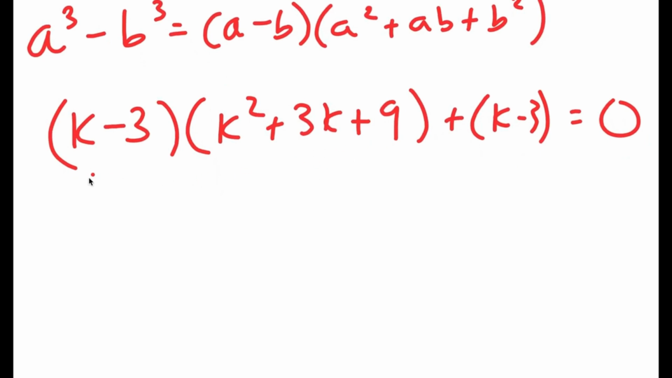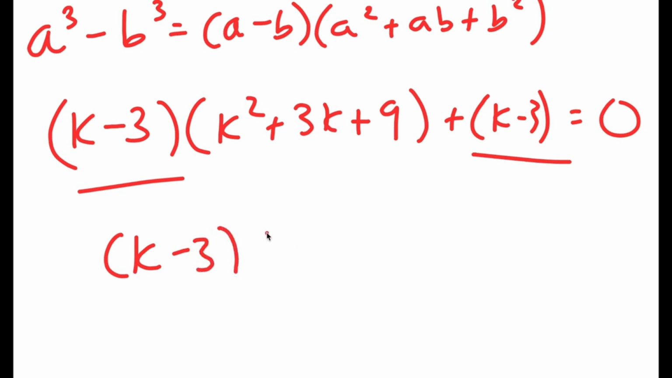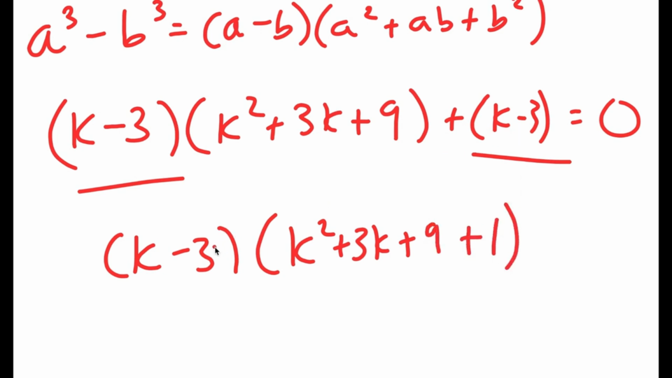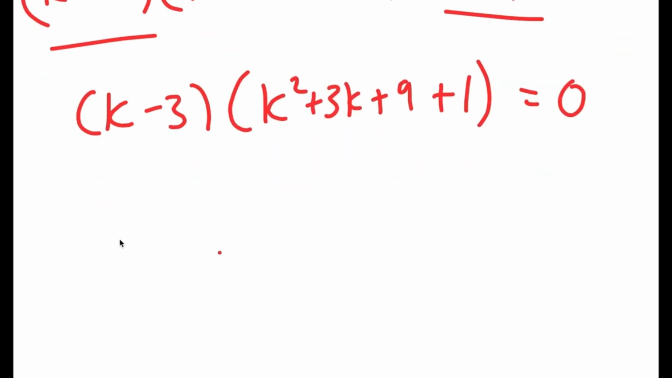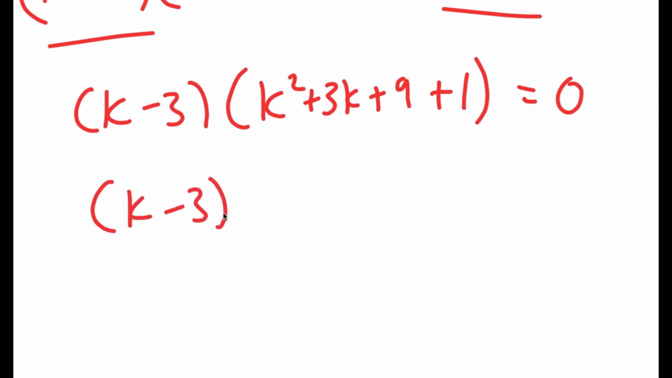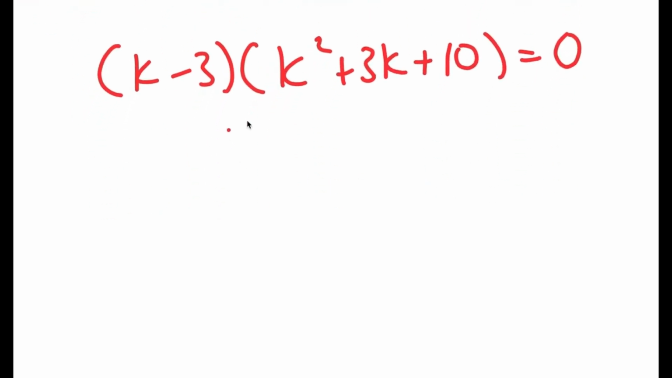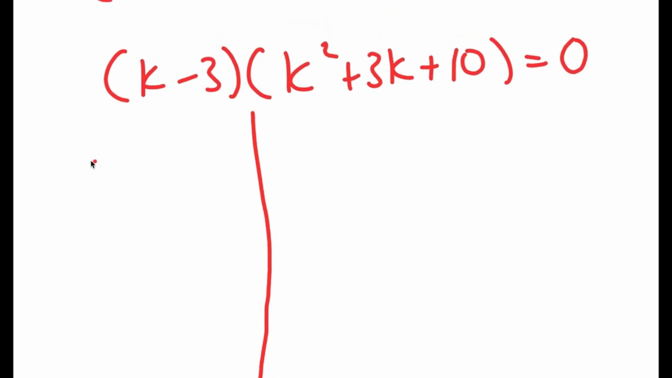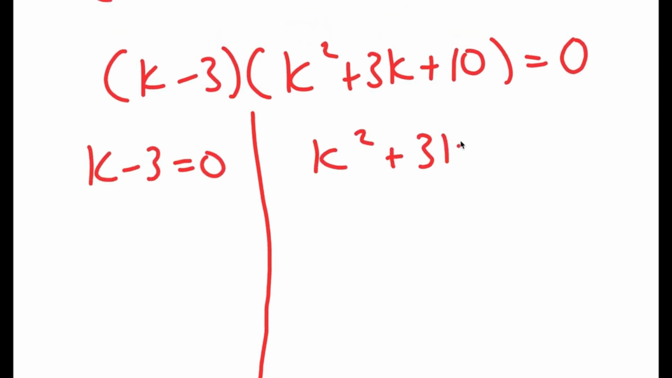So now, because both of these terms have k minus 3 in them, I can factor out k minus 3. So I get k minus 3 times k squared plus 3k plus 9 plus 1, because k minus 3 divided by k minus 3 is 1, is equal to 0. So this turns into k minus 3 times k squared plus 3k plus 10 is equal to 0. Now I'm going to divide this into two different equations. I have k minus 3 equals 0, and k squared plus 3k plus 10 is equal to 0.